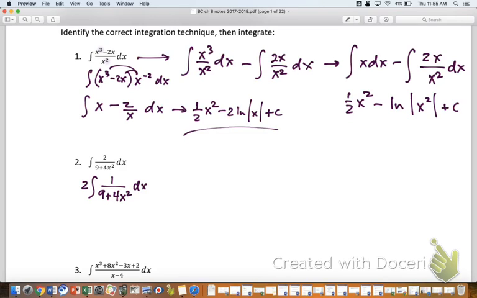So then I start to ask myself these questions. Is it natural log? To check that, I ask myself, what's the derivative of the denominator? In this case, it's 8x. Compare it to the top. We're off by an 8, which is not a big deal. We're off by an x, which is. So it's not natural log.